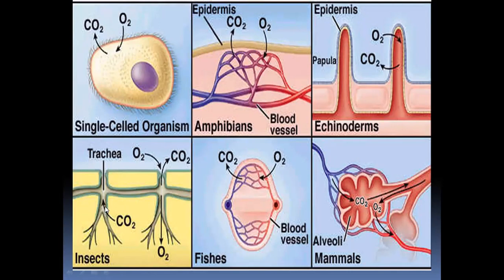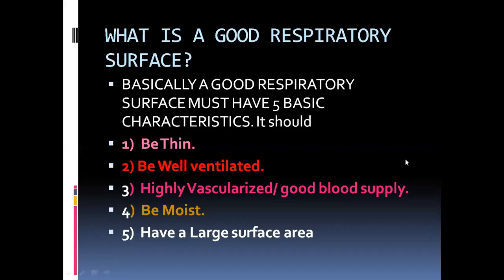Then we see insects. In the insects, the respiratory surface is the tracheal system, which is embedded deep down into the body of insects. All of these respiratory surfaces are exchanging oxygen and carbon dioxide. Then in fish, the main respiratory surface is the gills, and the gills are highly supplied with blood vessels. And then the alveoli in mammals. These are some common examples of respiratory surfaces.